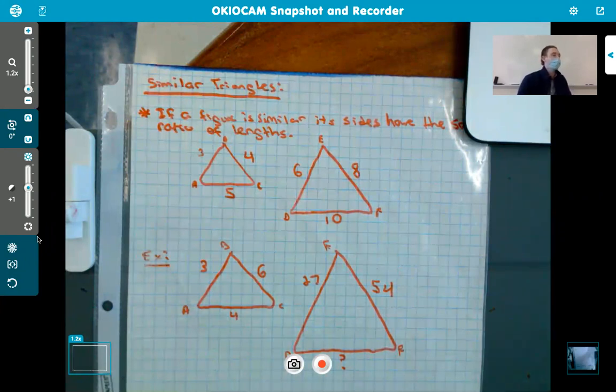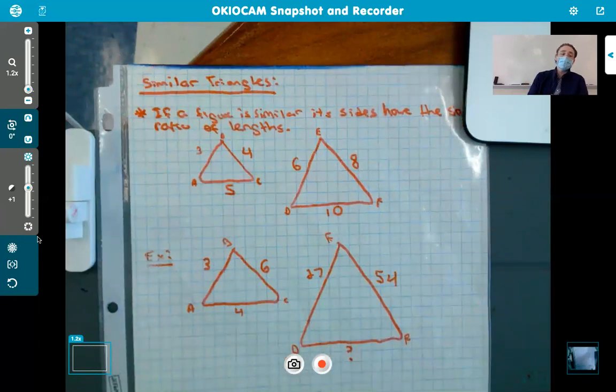We talked about similar versus congruent earlier in the week. Similar, remember, is the same shape, different size. Congruent means they are the same shape and size, right? So what we're looking at with similar triangles is developing a way to say, okay, these are similar because they have the same ratio of the sides of their lengths, right?